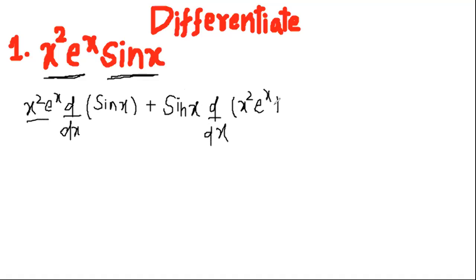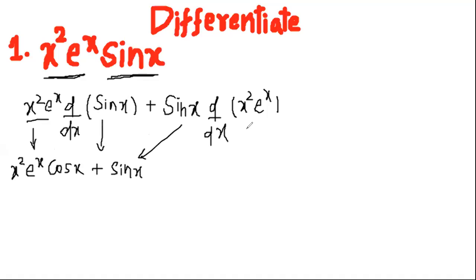Now what we do, see it will remain the same. So you can write x square e to the power x. We know that differentiation of sine x is what? Cos x. So you can write cos x. Now plus, we have to leave this sine x, it will remain as is. So you can write it sine x.